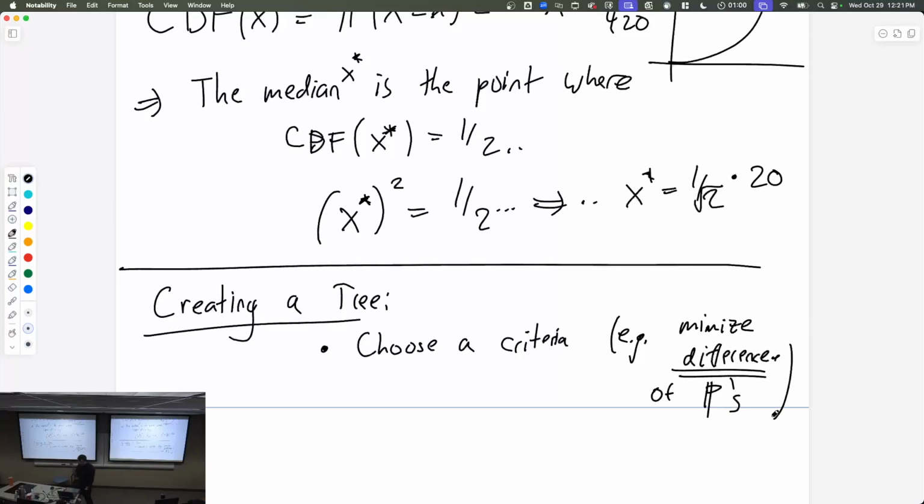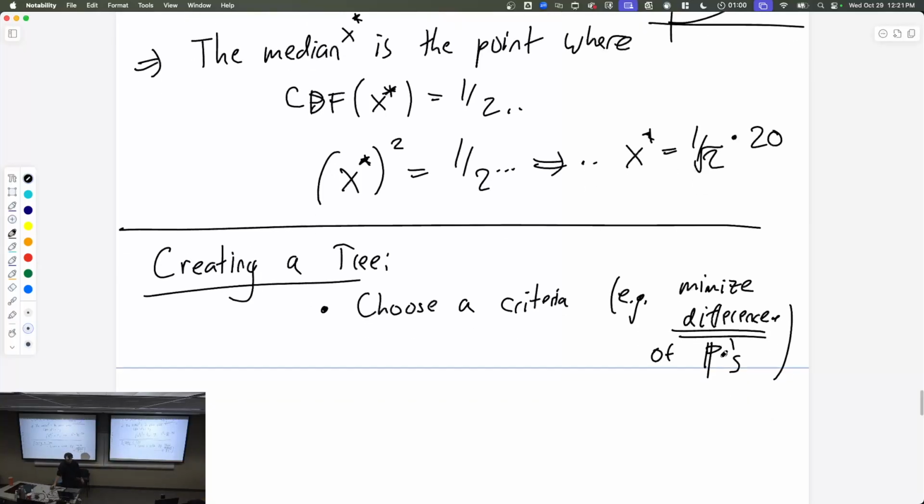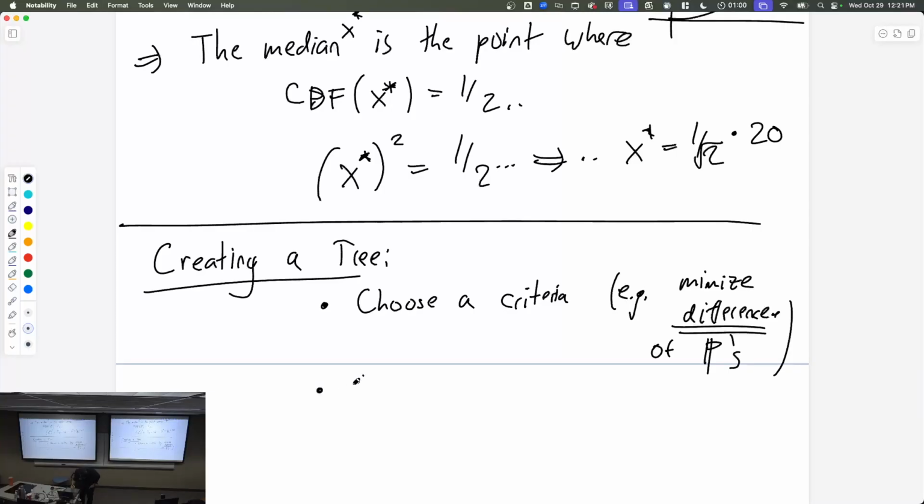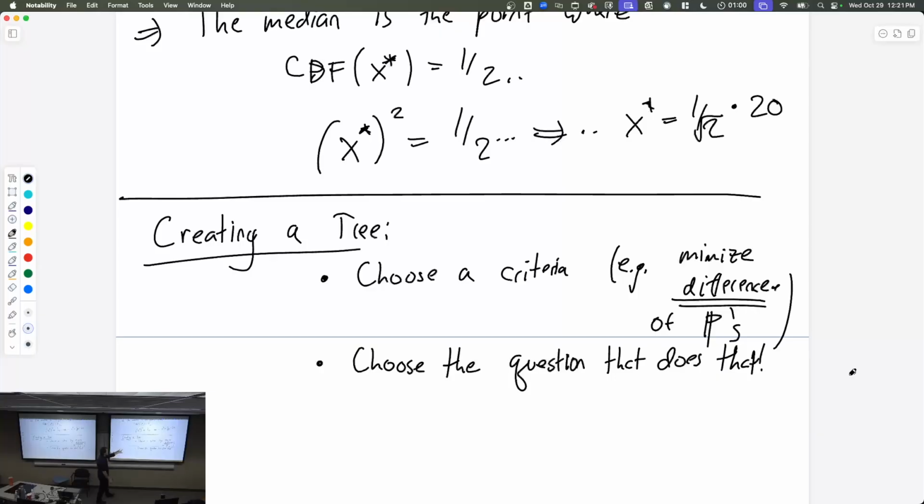So if you minimize the difference of the probabilities, then they will be as close to 50% each as you can. And then choose the point that does that. Choose the question that does that. Okay. And depending on what you're doing, you might choose slightly different criteria.